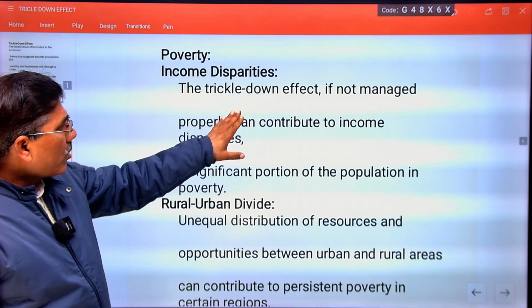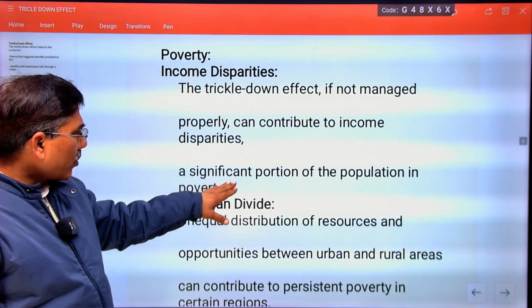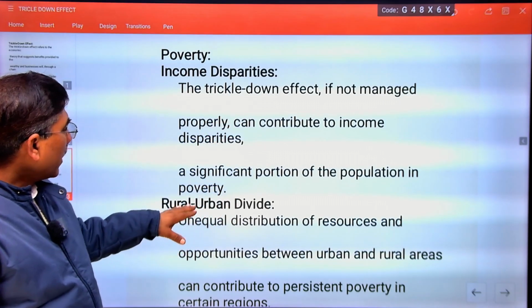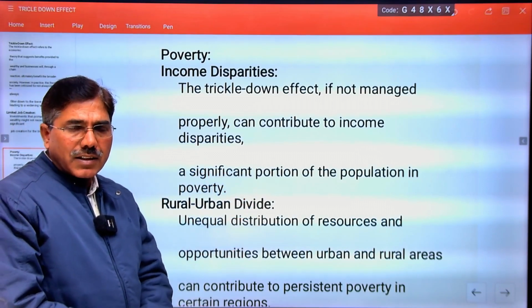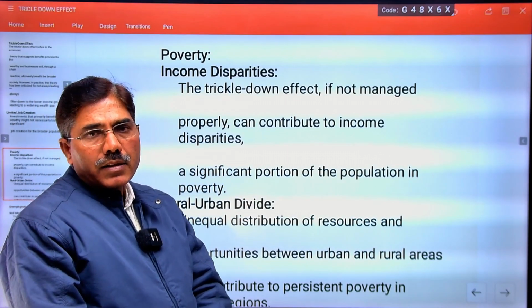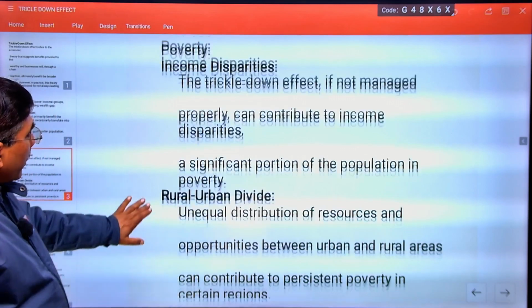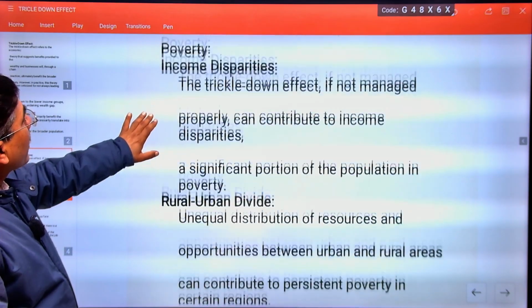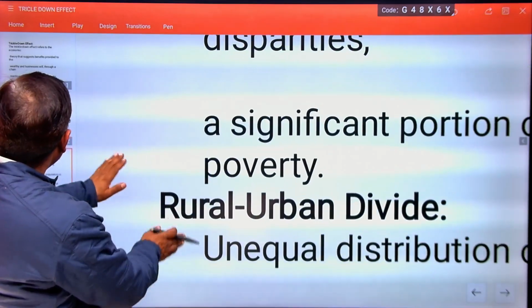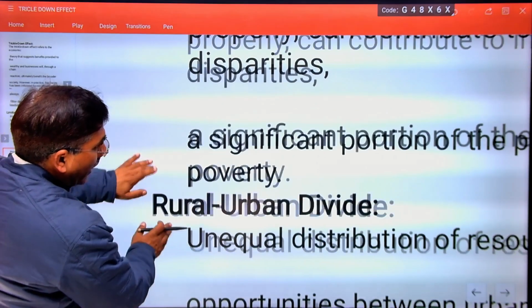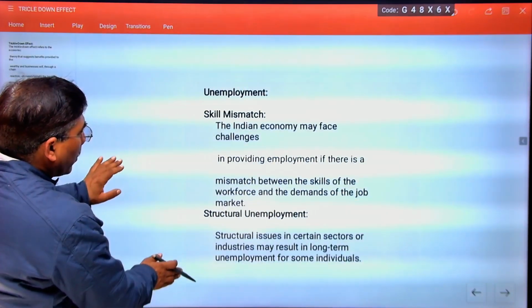If the trickle down effect is not managed properly, it can contribute to income disparities and leave a significant portion of the population in poverty. That is why poverty is prevailing. If the vulnerable class is not getting an equal share in national income, what happens? They become poorer and poorer in comparison to the upper section. Similarly, you can see the rural urban divide. The rural urban divide is also a major problem of our economy. As you can see, urban and rural inequality in society is also increasing.